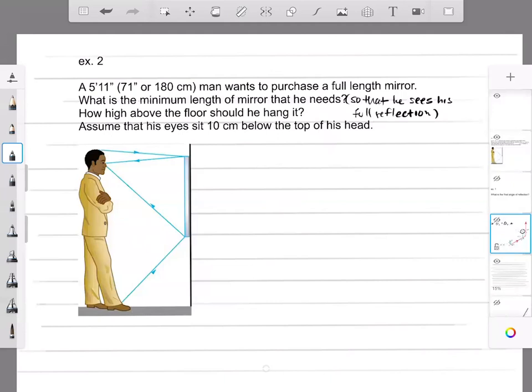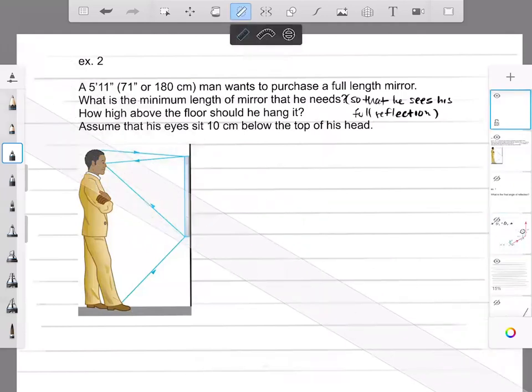Okay, here's how I want to attack this problem. First, the issue that this man is dealing with is that he wants to buy a full-length mirror, right? And he wants to be able to see his full body's reflection in the mirror. But he wants to make it as small as possible. So let's say that the bottom of the mirror is going to reflect right here, and it's going to allow him to see his feet, which is the bottom of his body. And the top of the mirror, from right here, is going to allow him to see the reflection from the top of his head, aka the top of his body.